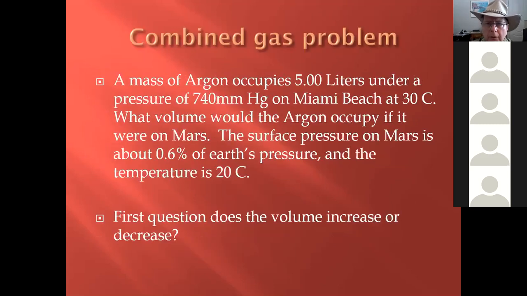So, if I'm solving this problem, the first thing I have to do is look at the pressure that I have in Miami Beach. Surface pressure on Mars is 0.6 of Earth's pressure. So I have to take this 740 and multiply it by 0.6 to get the pressure on Mars. I then have to take the 30, convert it to Kelvin by adding 273. So this is going to be 303. This is going to be 293.